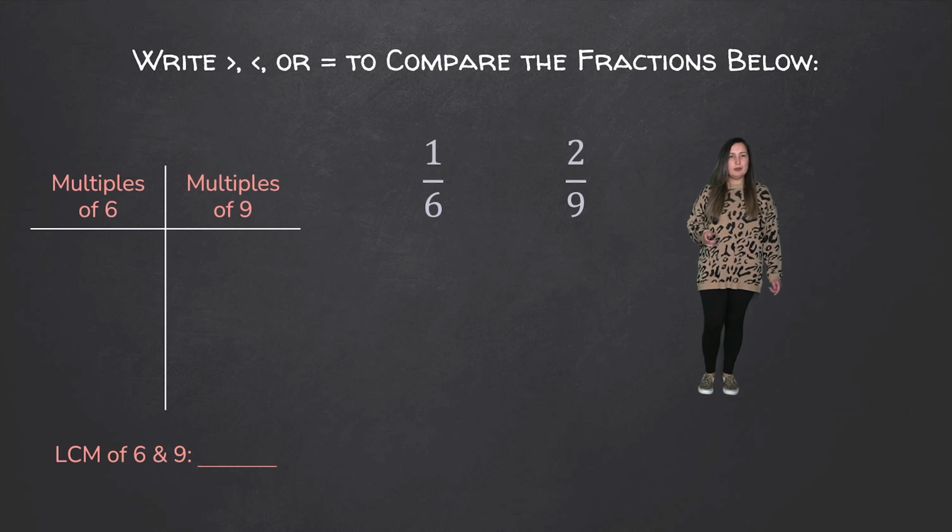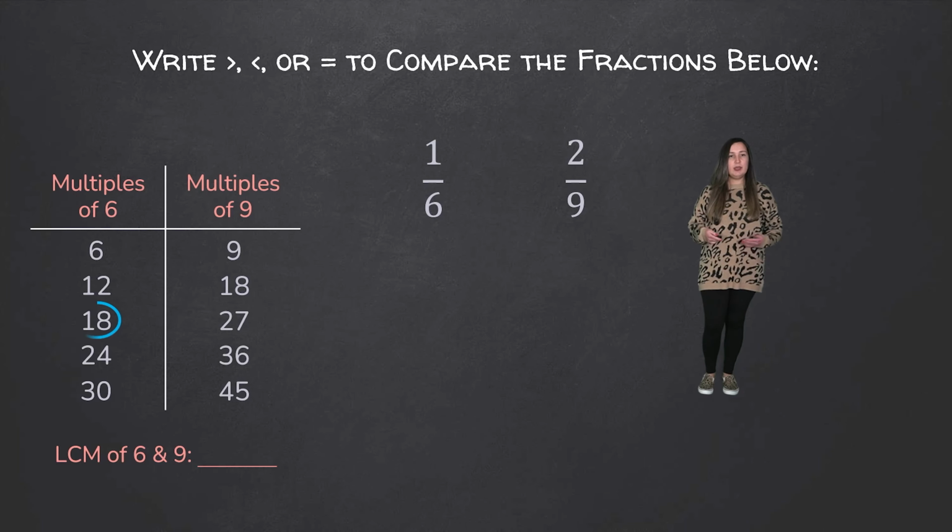And our multiples of 6 are 6, 12, 18, 24, 30, and we could keep going if we needed to. Our multiples of 9 are 9, 18, 27, 36, 45, and we could keep going if we wanted to. And here notice that our least common multiple is 18 because that's the smallest multiple they have in common. So we're going to go ahead and write 18.